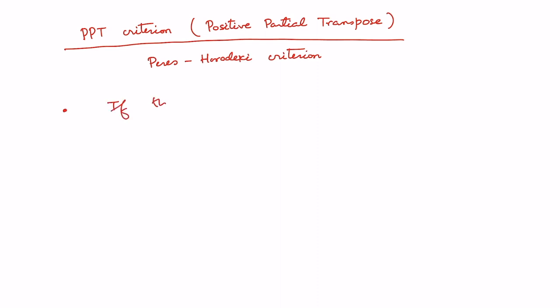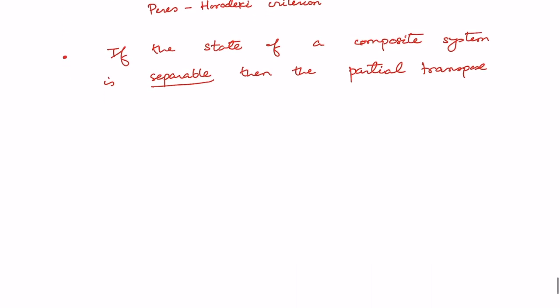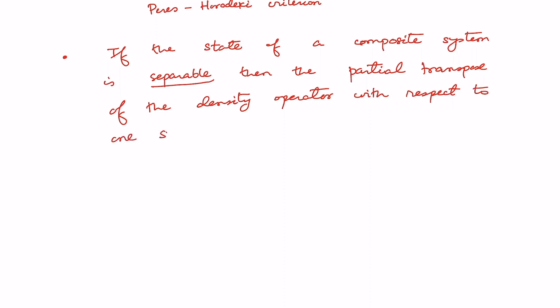This criterion states that if the state of a composite system is separable, then the partial transpose of the density operator with respect to one subsystem is positive, or basically it is a valid density matrix if I take the partial transpose.